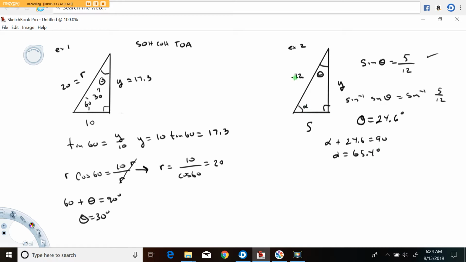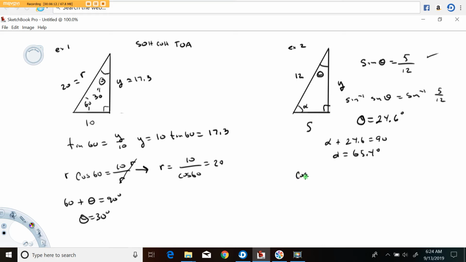Now, once these angles are known, to go after y here, we can use either angle, and we can use any trig function we want. It really should work out. Well, I guess I shouldn't say any. If we use alpha, we either need to use the tangent function or the sine function. And if we use theta, we would use either the cosine function or the tangent function.